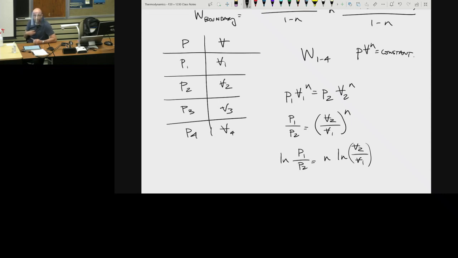If I made up a problem on the exam, I would make sure that whatever you did here, you would get the same polytropic exponent no matter which two pairs you used. That's how I would make it up.